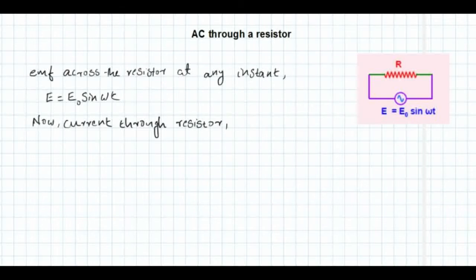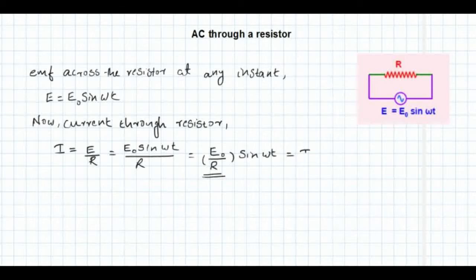We know that current I is equal to voltage divided by resistance, or in this case, the EMF divided by resistance. Therefore E by R. But what is E? E is equal to E0 sin omega t divided by R. And here E0 by R can be taken as a constant. So E0 by R into sin omega t. And this E0 by R is taken as I0. So it is I0 sin omega t, where I0 is equal to E0 by R.